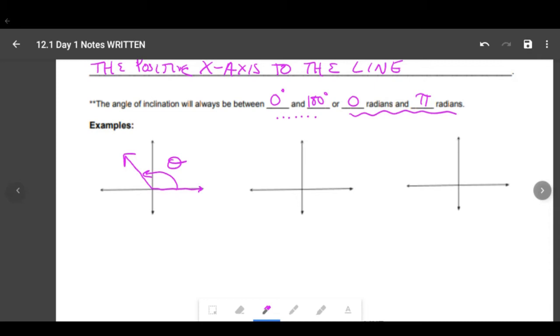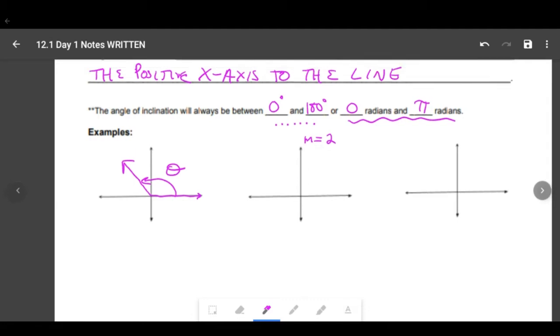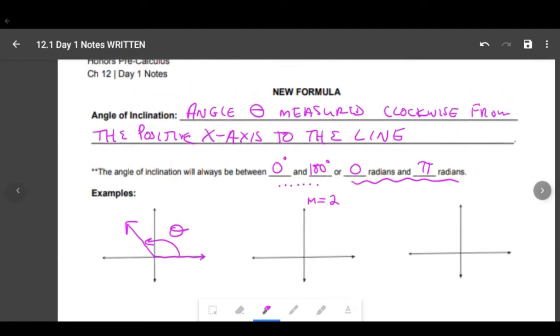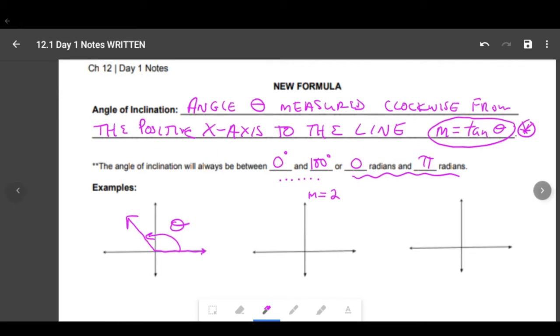So if I look at a different example, let's say I were to tell you that the slope of a line is 2. Oh, I gotta go back. I forgot to add something right here. We have a formula that we need for this. Sorry about that. m equals the tangent of theta. That's just the formula that we're going to use to help us find that angle of inclination. Make sure you go back and add that into your notes.